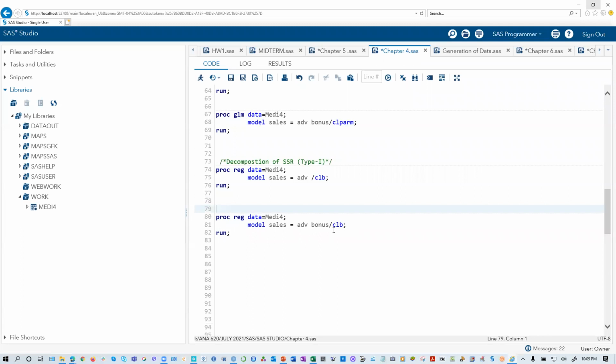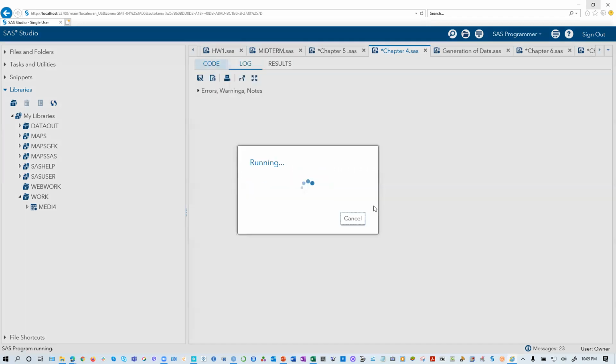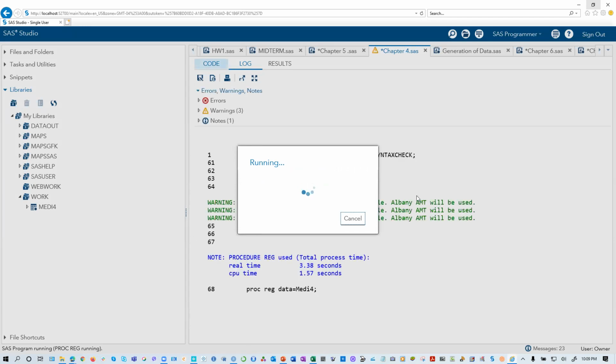This one I already ran, but for your convenience, I'm going to write it again, because I'm using reg for you to see clearly. I don't go to that GLM again when I run. I'm going to run these two together: sales versus advertising, and sales versus advertising and bonus, both with the aid of reg. Then I go to the ANOVA table in both cases.